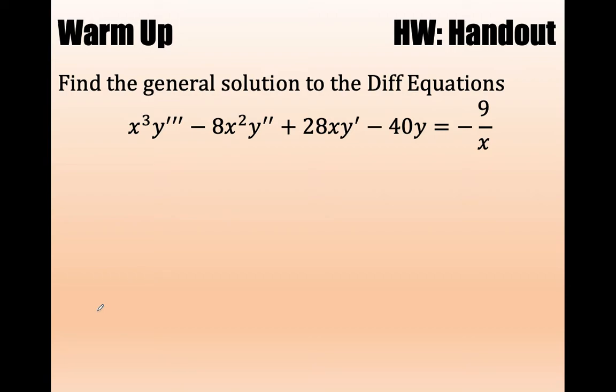So hopefully you recognize this is a Cauchy-Euler situation, right? With the powers that match the order of the derivative, right? So we've got your third power, third order, second power, second order, first power, first order, technically 0 power, 0 derivative. And this is non-homogeneous, right?